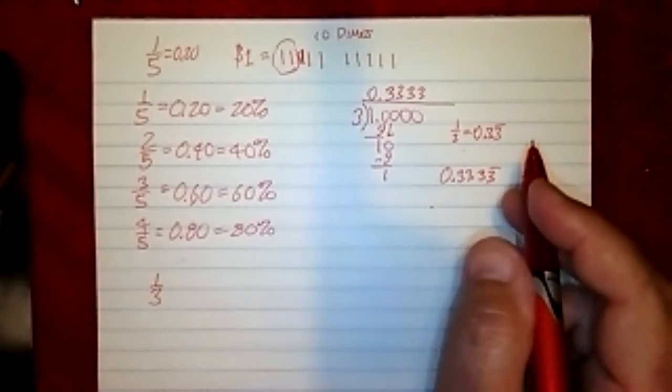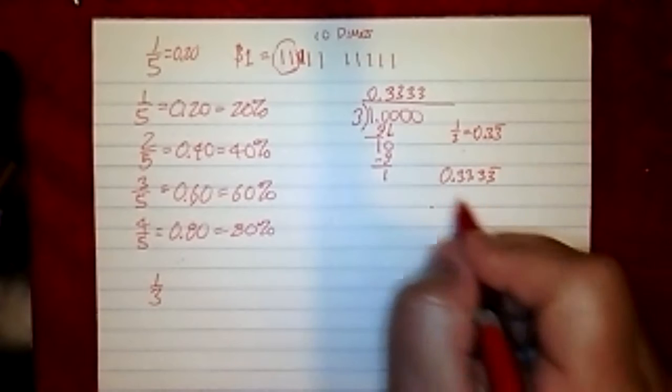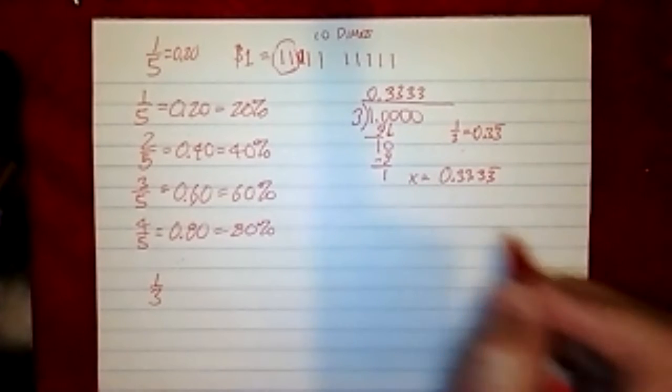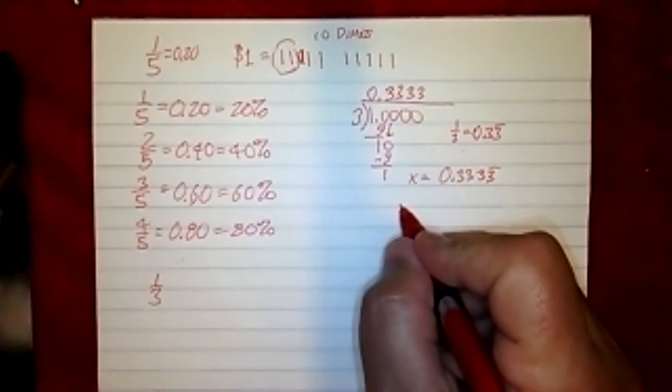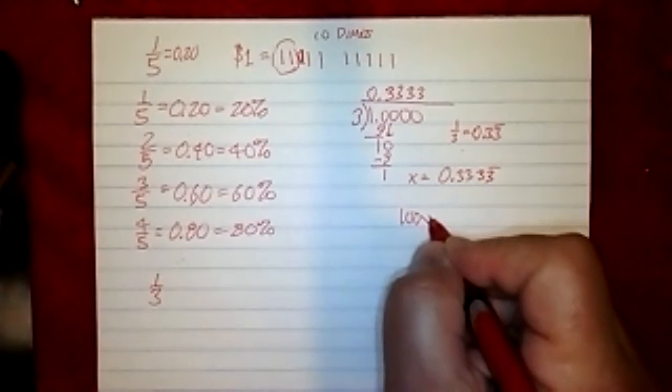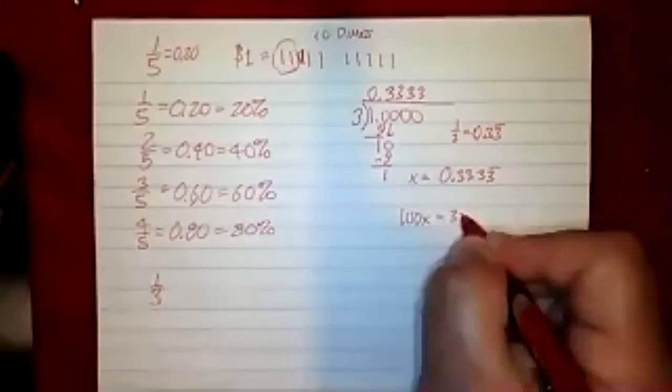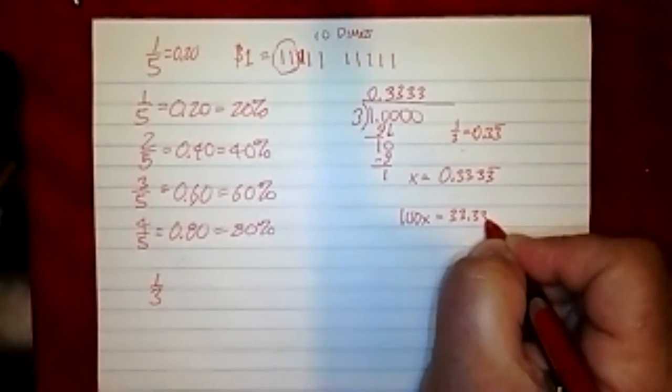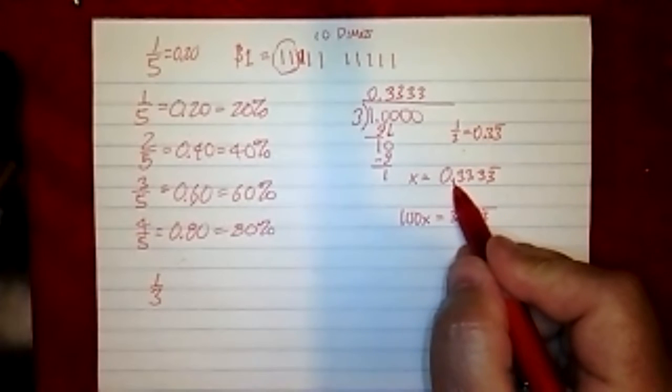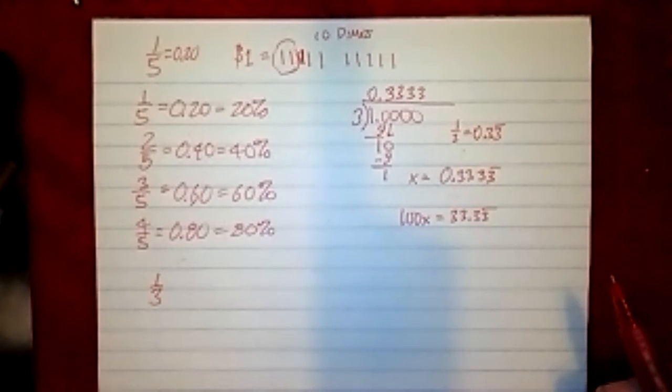You can, for instance, multiply this by 100. Let's call this x. And let's multiply this by 100. So I say that 100x is equal to 33.33. Remember, multiplying by 100 just means to move the decimal 2 places to the right.